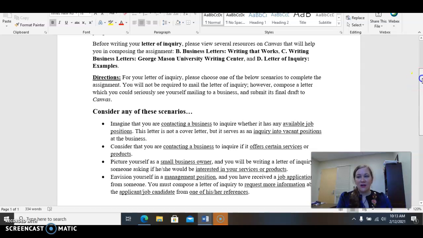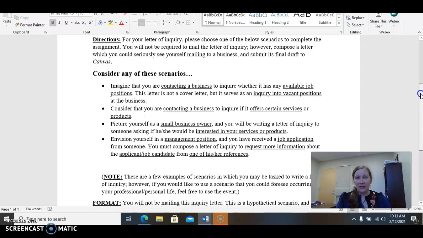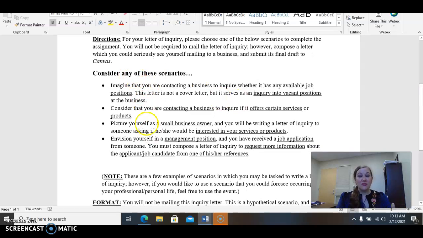Now, just ensure you follow some of these scenarios, okay? These are different scenarios. You're just going to choose one, and you're going to notice that I do note at the bottom here that if you have another scenario that you're going to see yourself in, maybe in an inquiry letter that you need to write next week or next month, or maybe you can foresee writing a letter of inquiry in your future job, just email me so I can approve that that's an acceptable topic or scenario for this particular assignment.